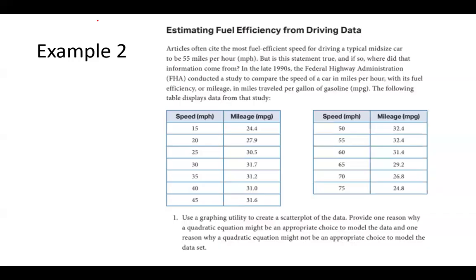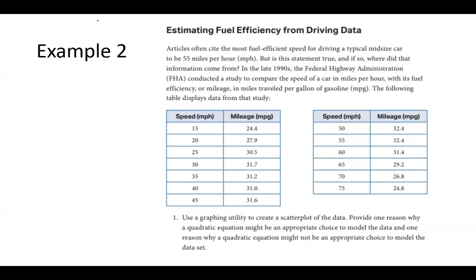So continuing with 1B.7 Part B, you have estimating fuel efficiency from driving data. Essentially, you have this article that often cites the most fuel efficient speed for driving a typical mid-sized car to be 55 miles per hour. So when they're telling you the best miles per gallon in your vehicle, it's based off of someone who's driving 55 miles per hour. But is this statement true? And if so, where did the information come from?